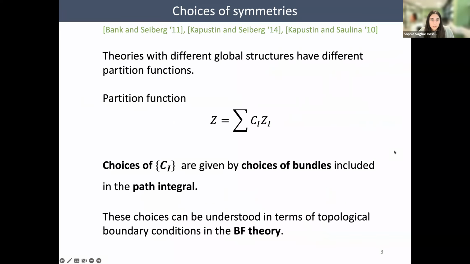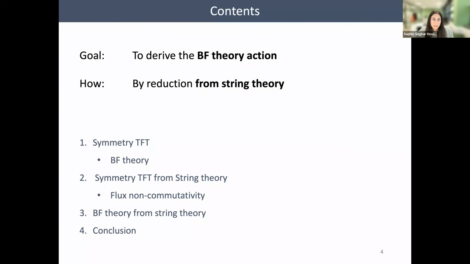Okay, now this is important because theories which have different global structures have different partition functions, and you can write the partition function as a sum, where the terms in the sum are determined by which bundles you sum over in the path integral. So these choices can be seen from the so-called BF theory, and the goal of this talk is to tell you what this BF theory is and how we can get it by dimensional reduction from a string theory.